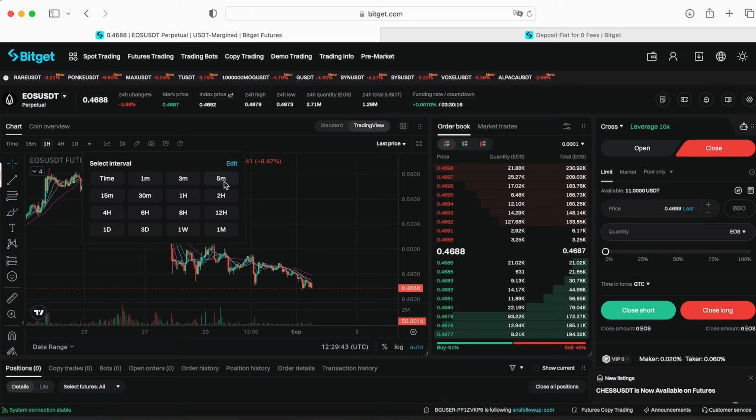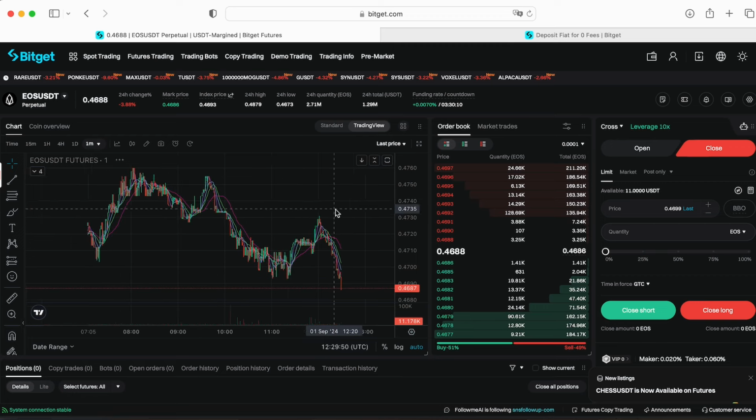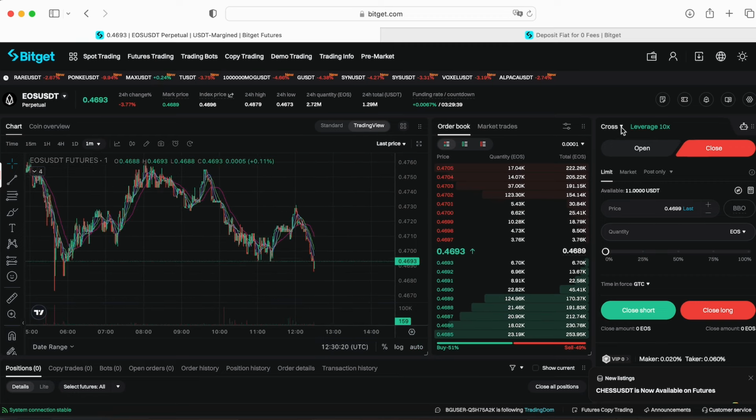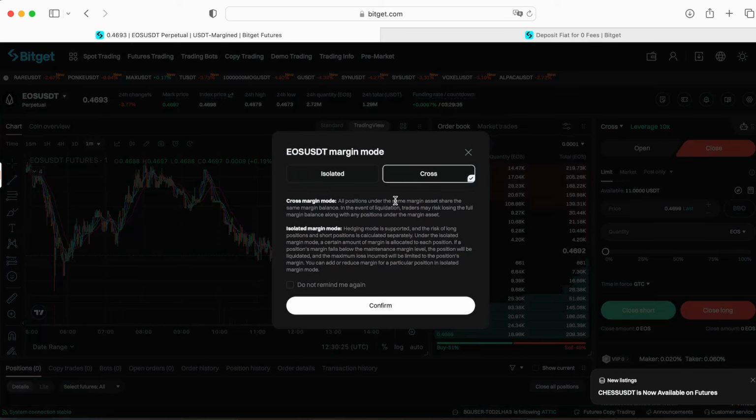So you should build a strategy for how you would like to open positions. For example, let's go to the 1 minute time frame, just as an example. Before opening a trade, you need to figure out whether you would like to trade with cross margin or isolated. I highly recommend you read in detail about the differences between isolated and cross margin. I use isolated margin.